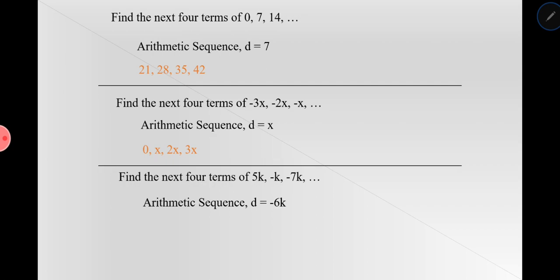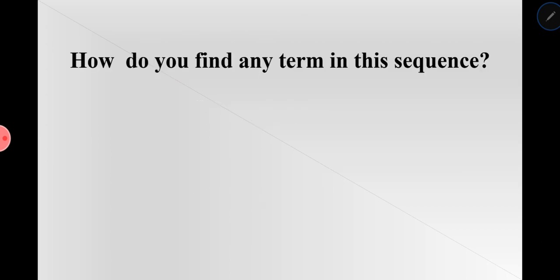So what about our next 4 terms? So negative 7k plus negative 6k, we have negative 13k, plus negative 6k, we have negative 19k, plus negative 6k, we have negative 25k, plus negative 6k, we have negative 31k.